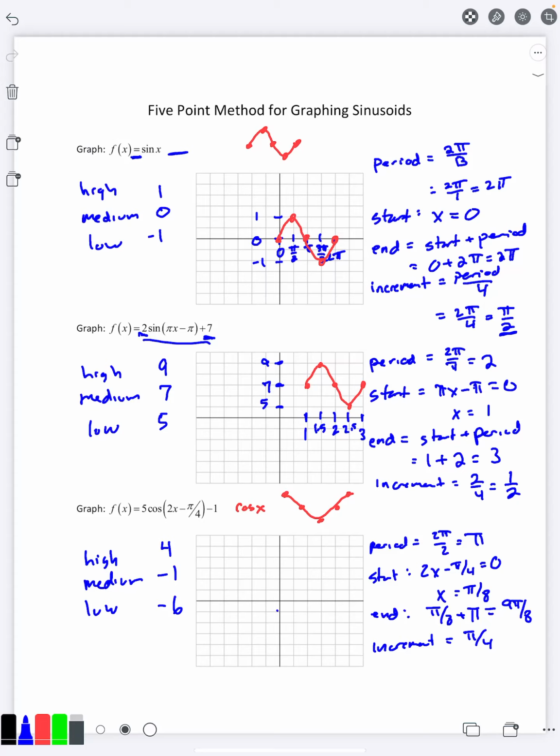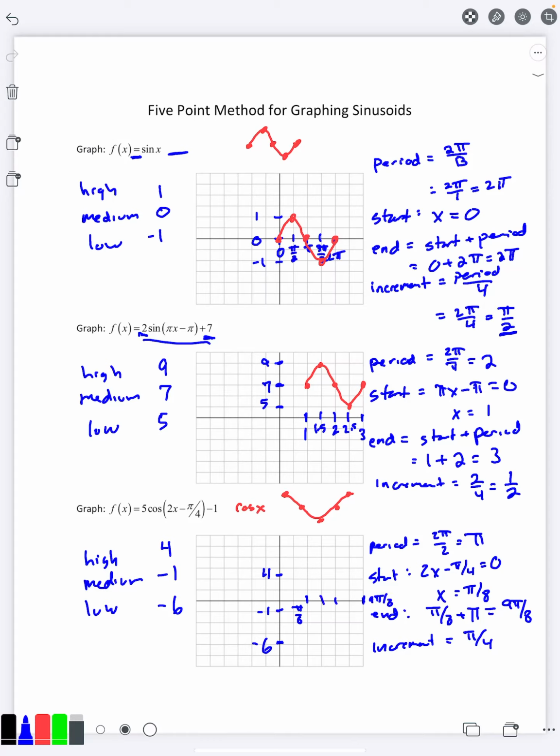So let's see here. I'll make this -1 for my medium. I'll make this -6 for my low. And I'll make this 4 for my high. Now I'm starting at pi over 8. I'll just go ahead and call this one pi over 8. And I'll call this one the end point, which will be 9 pi over 8.